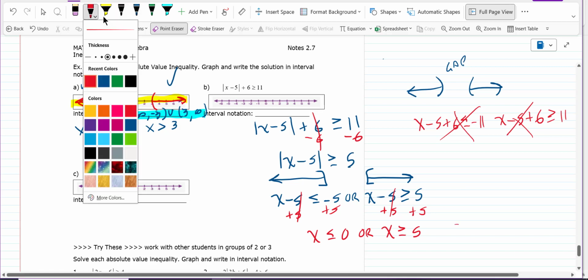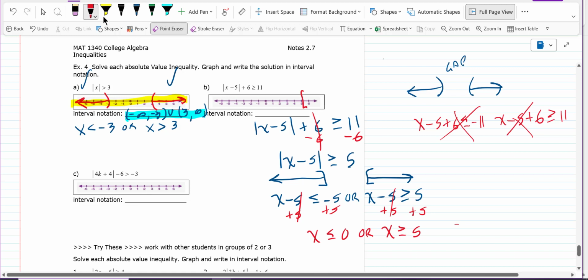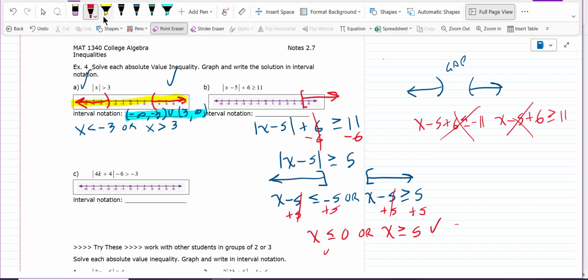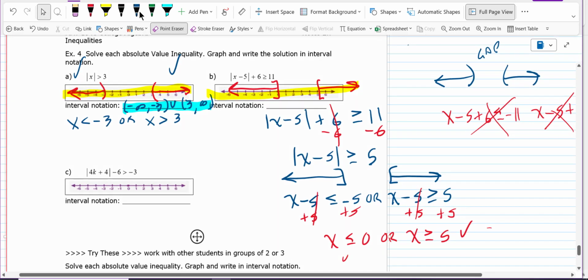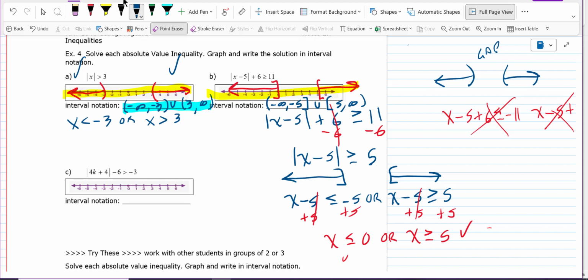On your number line, put a bracket on 5 and then shade to the right. That's x greater than or equal to 5. Put a bracket on 0 and then shade to the left. That's how your number line solution works out on that problem. For interval notation, it would go like this: negative infinity to 0, bracket, union, bracket, 5 to infinity. So the structure of these answers is that you're going to have one solution go to the left and one solution go to the right.